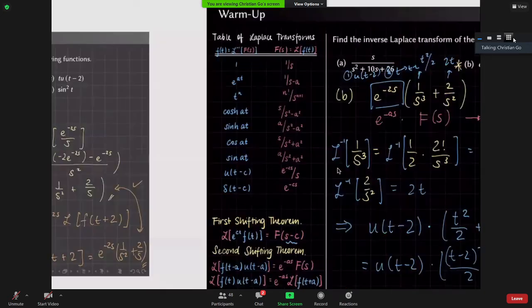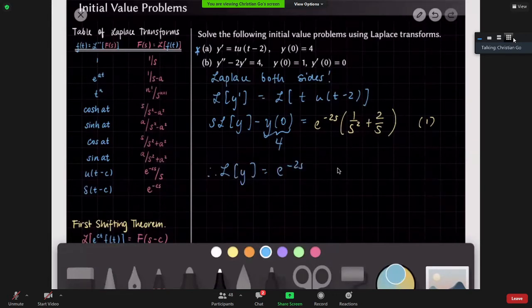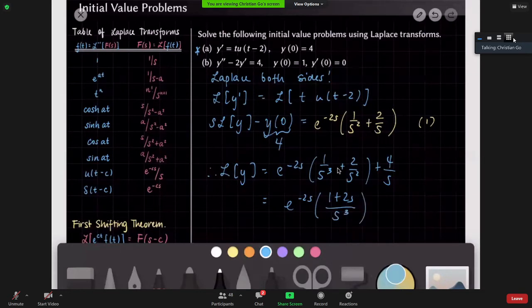So from the previous problem, the right-hand side is just e to the minus 2s times 1 over s squared plus 2 over s. This is from problem 1. y(0) we're given is equal to 4. So all I need to do now is find an expression for L of y. Let's isolate L of y. This is just e to the minus 2s, I have 1 over s squared, let's divide throughout by s already. So 1 over s cubed plus 2 over s squared, plus 4 over s. This is equal to e to the minus 2s times (1 plus 2s) over s cubed, plus 4 times 1 over s.